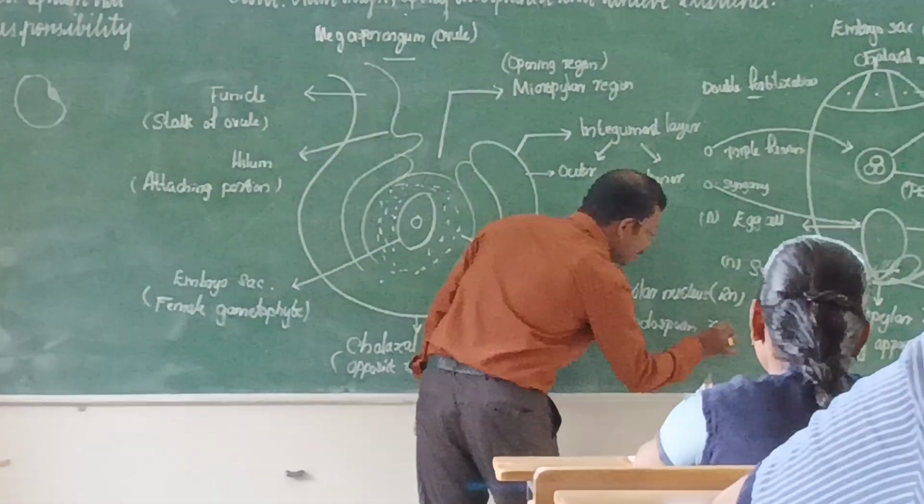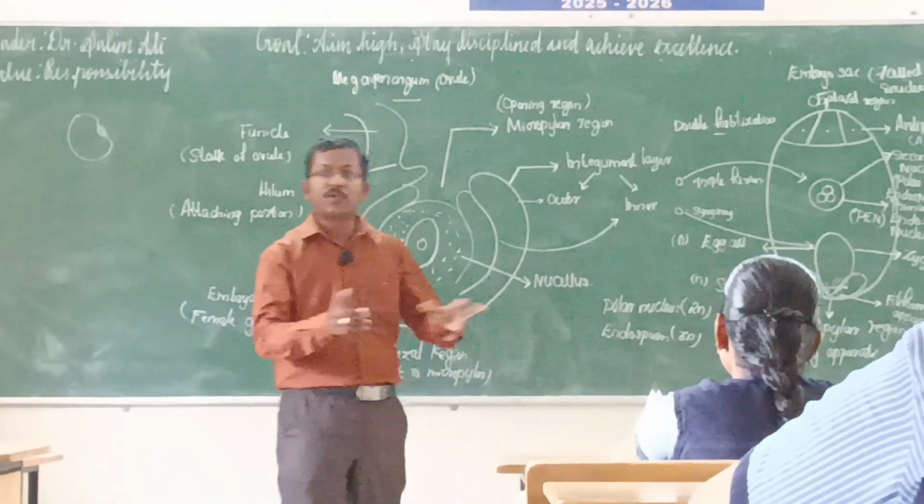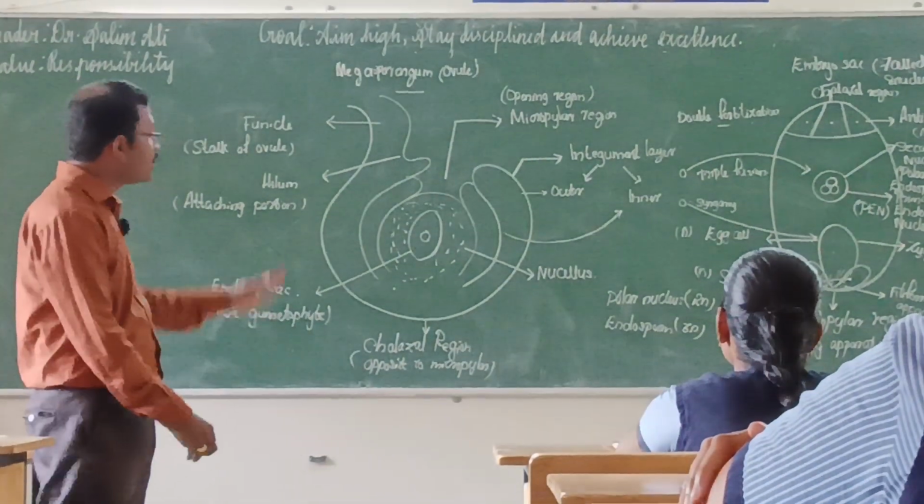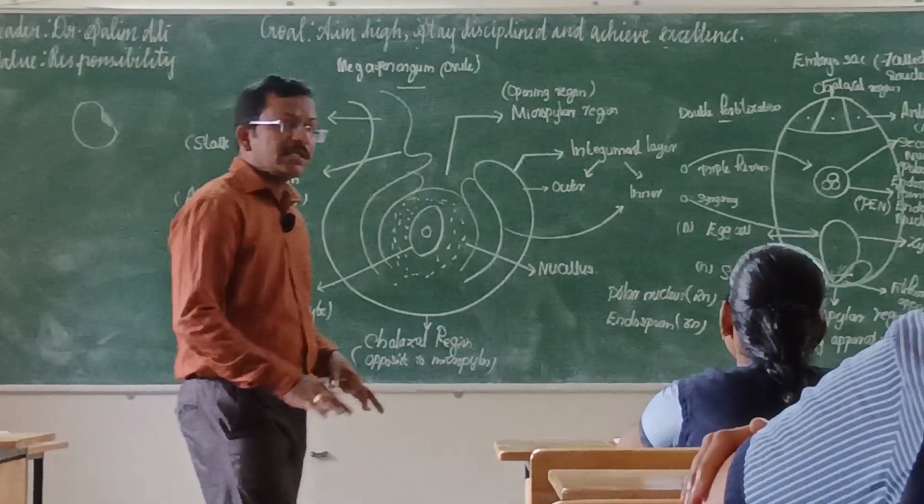Triple fusion, isn't it? The fusion of 3 nucleus, so 3n, that is the condition. Clear? I think ploidy is over. Okay, fine. So any other doubts?